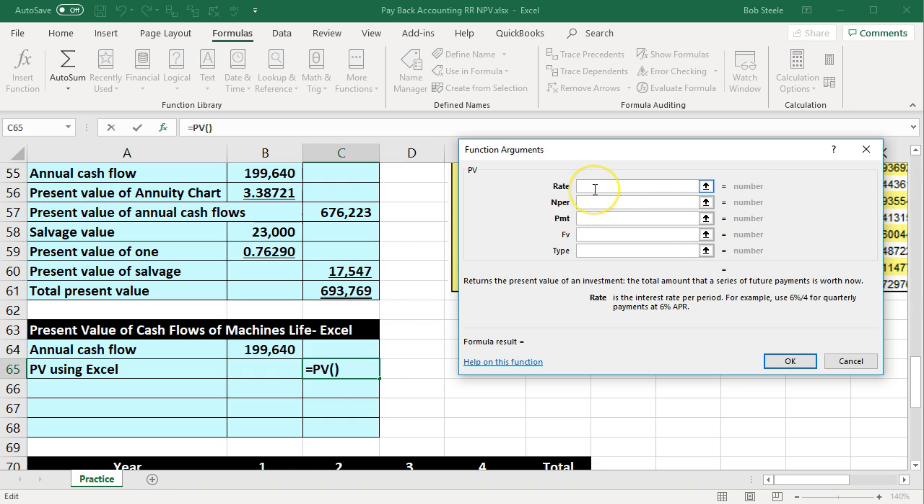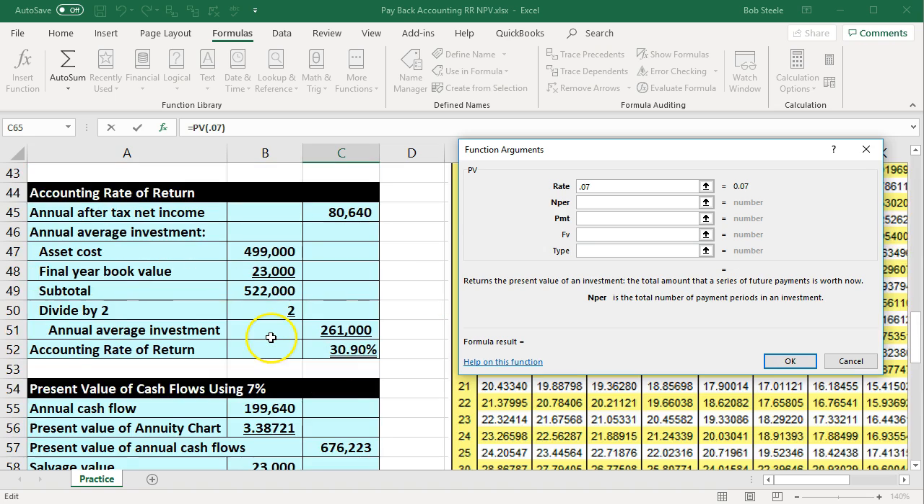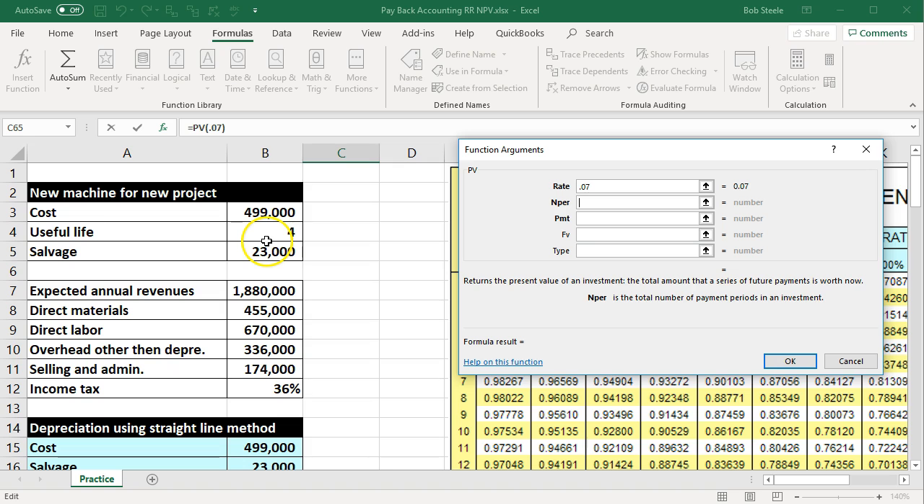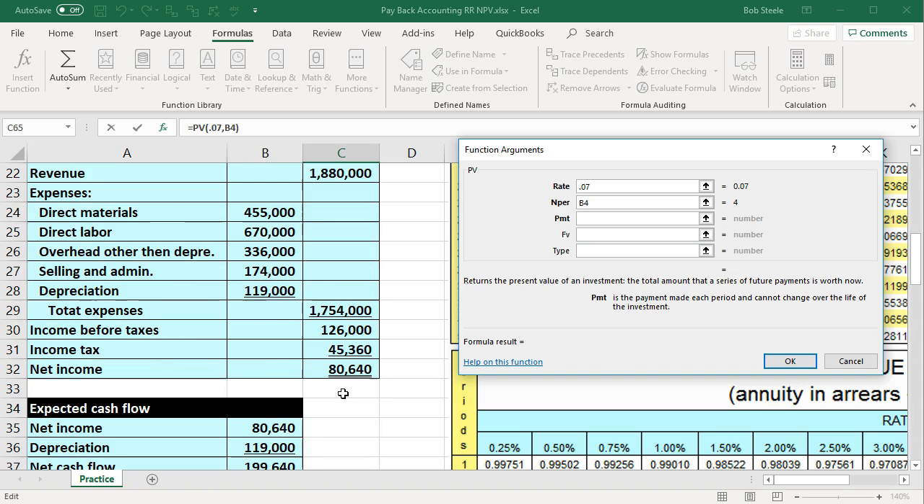So the rate, I'm actually going to type in the rate because we didn't put it out in a separate cell. 0.07. The number, this is going to be the number of periods. Now the number of periods is in our case the number of years, and that's going to be 4. Now the tricky thing is the payment. In this scenario, we're going to use a payment because it's an annuity. So in an annuity, we use a payment. If it wasn't an annuity, as we'll see next time, we'll use the future value.